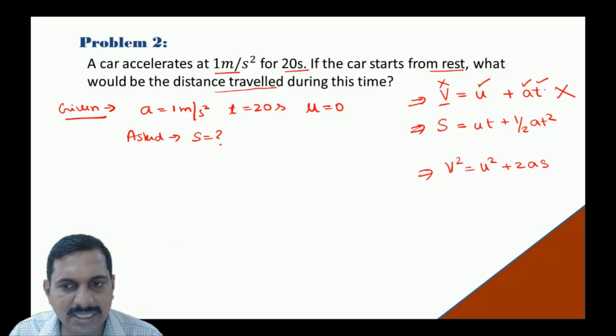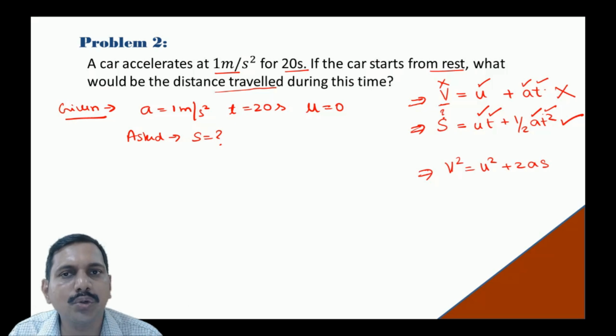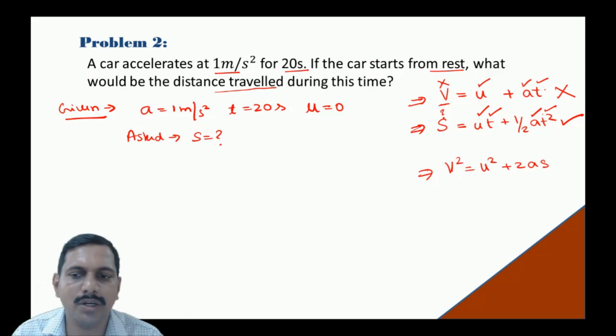Second one, S is what is asked, question mark, right? U is given, T is given, A is given, T square, T is given. So this is the suitable equation for us to solve. So let us choose that.